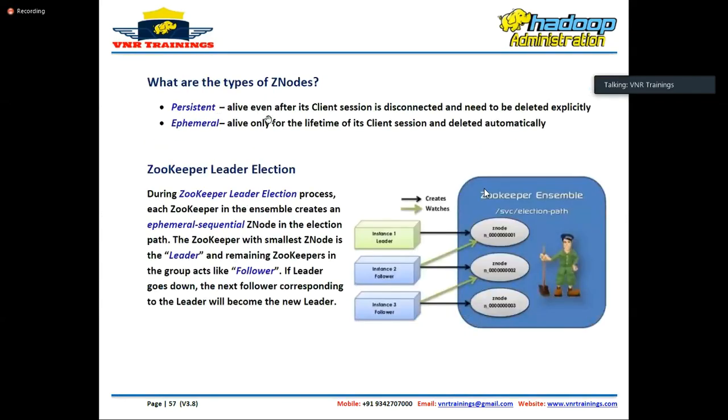Now there are types of G nodes, guys. There are persistent G node and ephemeral G node. What is a persistent G node? When I say persistent G node, it is kind of a fixed G node. Your token number is always 1 only. Is it possible, sir? Understand?